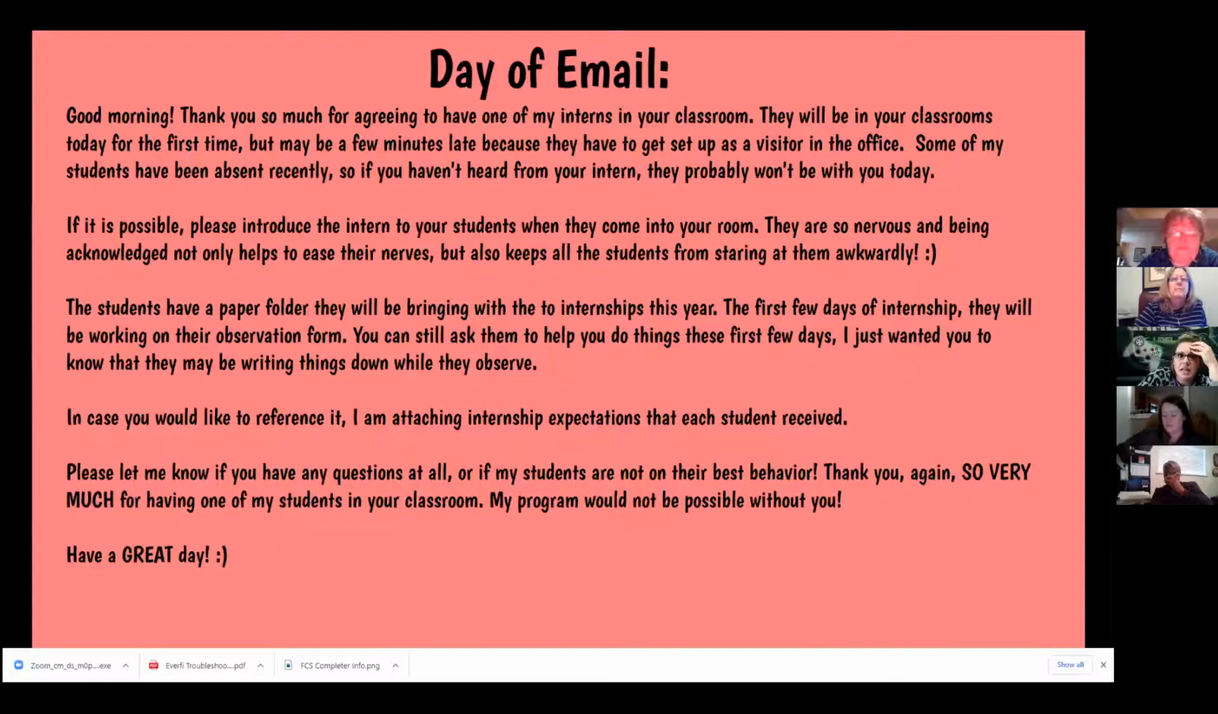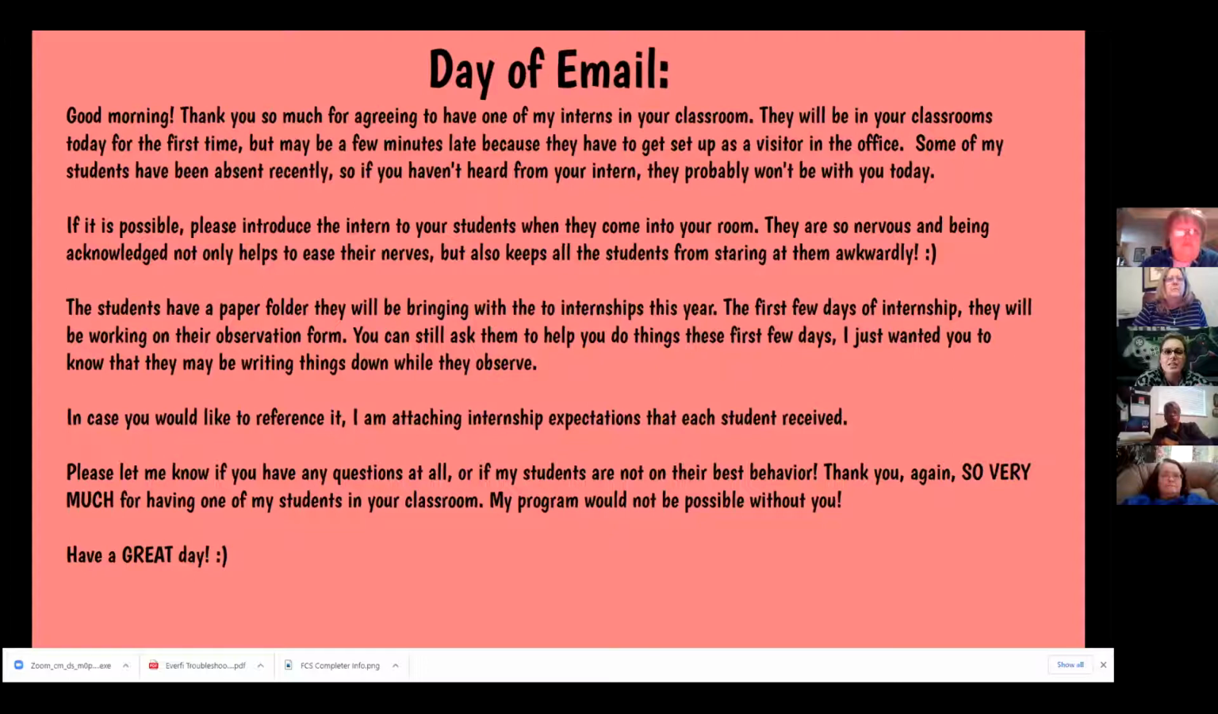My kids are so much more comfortable in a classroom when the mentor introduces them to the students. I don't know why every mentor wouldn't just do that, but they really don't. So many of my kids tell me that their teachers don't even acknowledge them when they walk in the room sometimes. So I probably ask them at least 3 or 4 times to make sure that they introduce them.